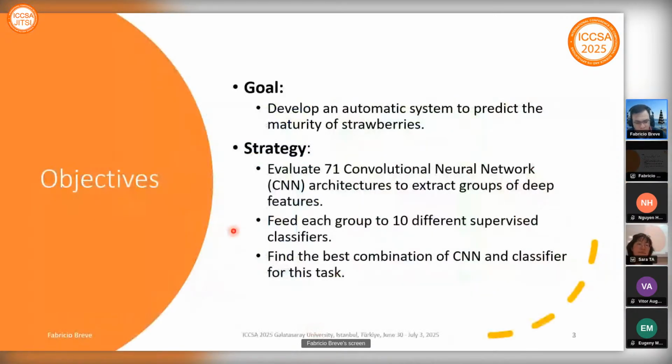So the main goal of this work is to develop an automatic system to predict the maturity of the strawberries. And the strategy used here is that Erica evaluated these 71 different convolutional neural network architectures to extract groups of deep features so she can classify the strawberry images. These deep features are fed to a group of 10 different supervised classifiers. And the idea is to find the best combination of convolutional neural network and classifier for this specific task.